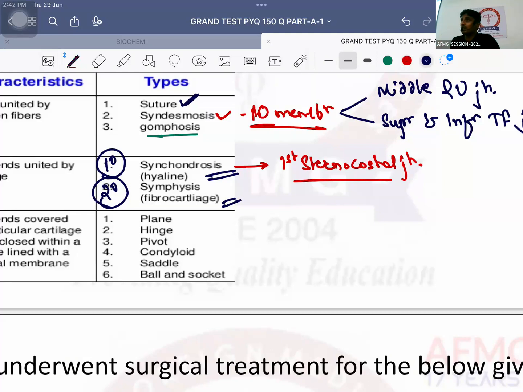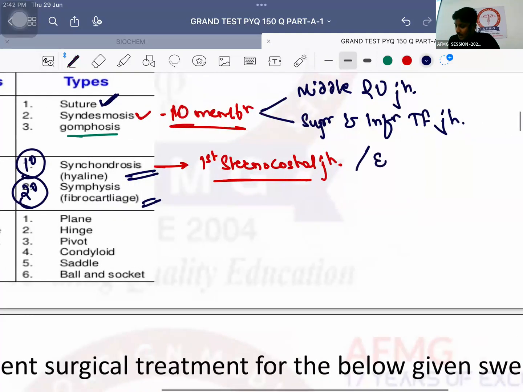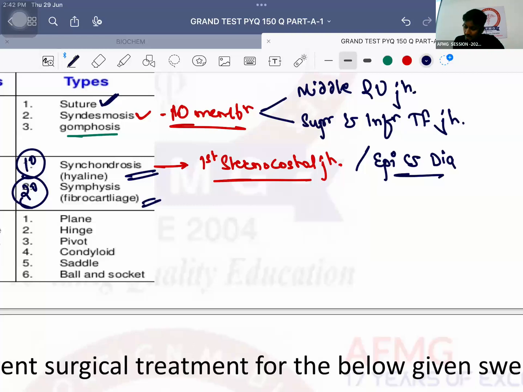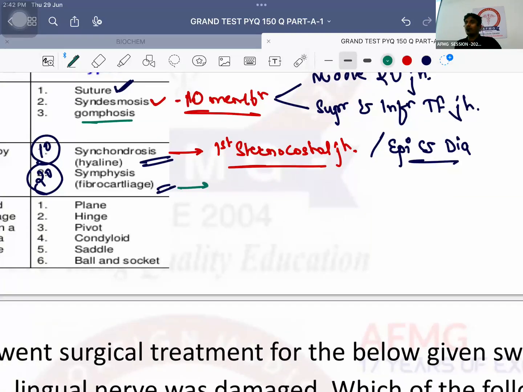So first costosternal joint, then the joint between the epiphysis and the diaphysis. Okay, the physeal plate is also an example of primary cartilaginous joint or synchondrosis. Next, secondary cartilaginous joint, also known as symphysis. Best example is pubic symphysis. Apart from that, another example can be intervertebral disc, the joint between the 2 vertebrae. The intervertebral disc is also an example of secondary cartilaginous joint or symphysis.